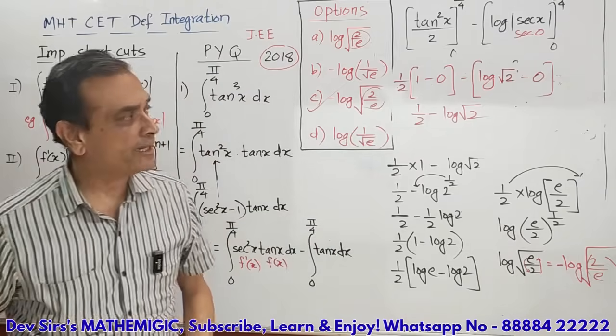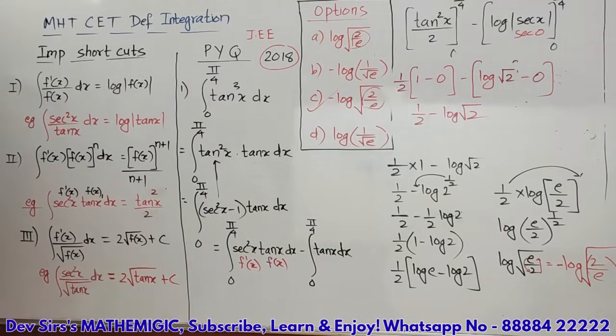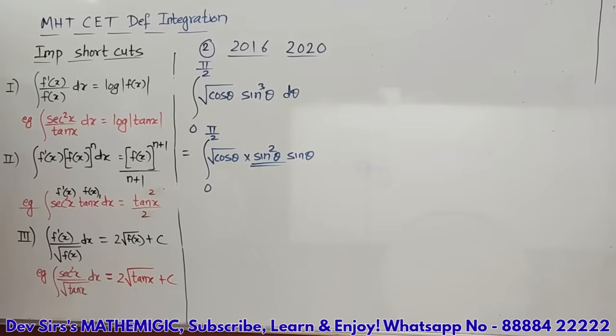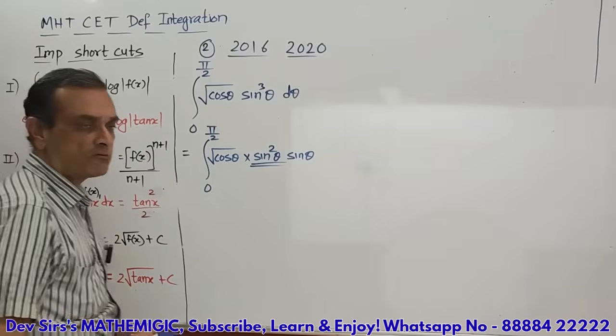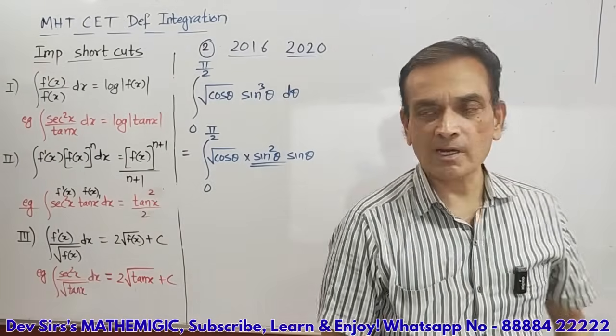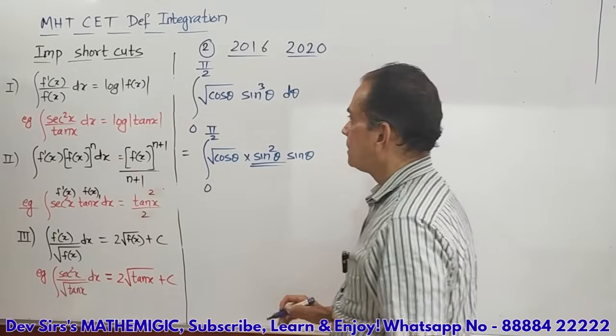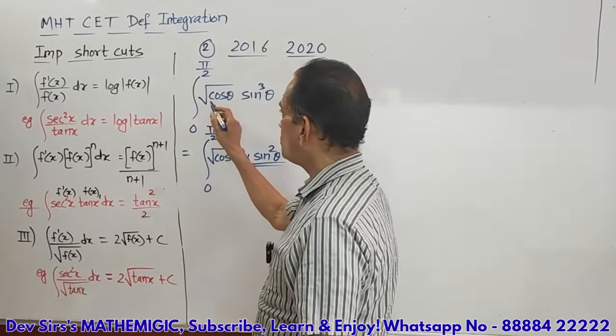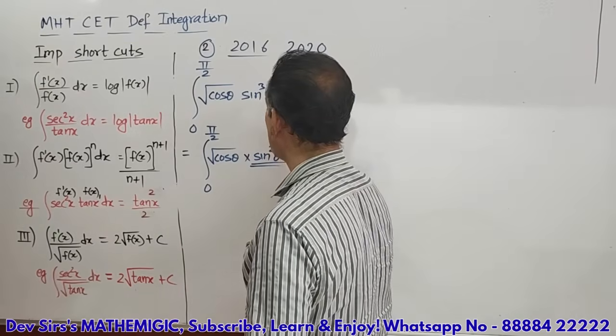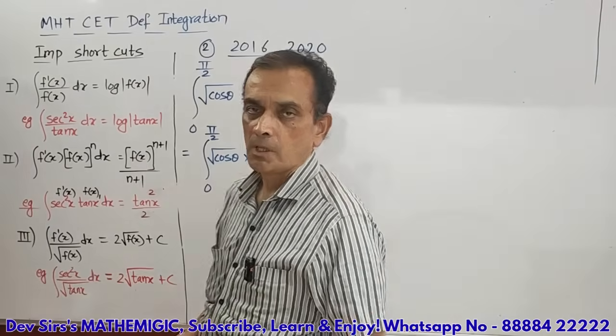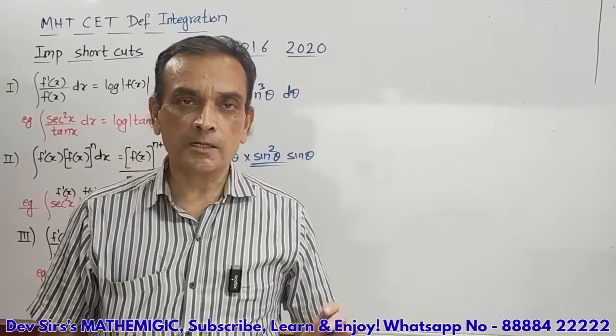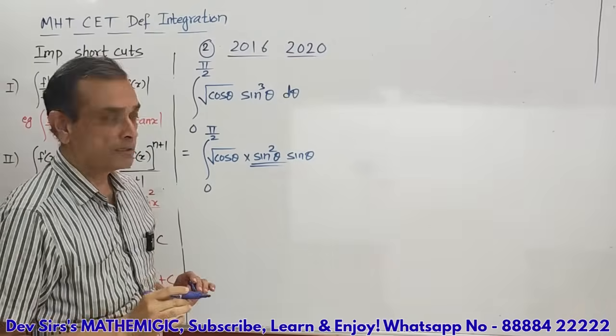Come on. ये पहले लिख के लो. Let's see. Okay. Let's go to one more sum. Another interesting one. Important one. 2 बार पूछा था. Integral root of cos theta sin cube theta d theta. Sin cube आया, like in the earlier case.